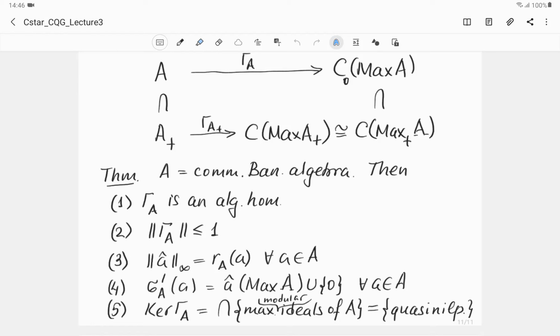So we have to consider only maximal modular ideals. And this is clear from the construction, because by the definition of the Gelfand transform, its kernel is the intersection of the kernels of all non-zero characters. And we know that the kernels of non-zero characters are precisely maximal modular ideals. So the kernel of the Gelfand transform is the intersection of all maximal modular ideals of A. Okay.